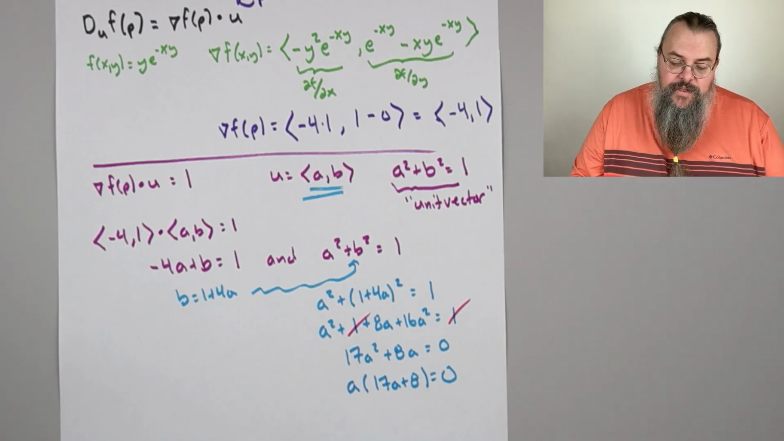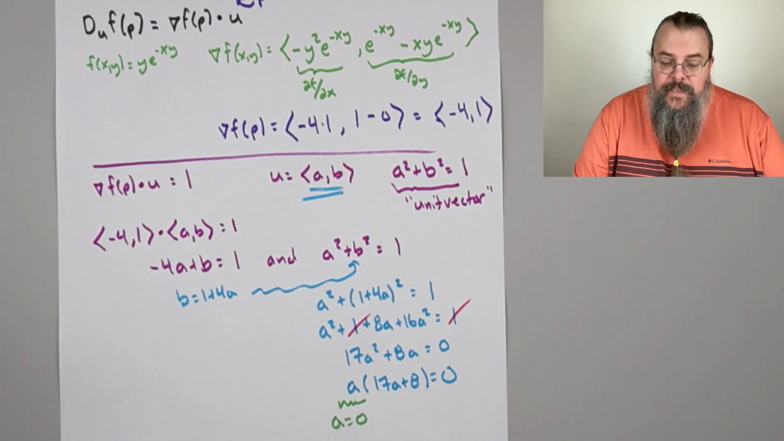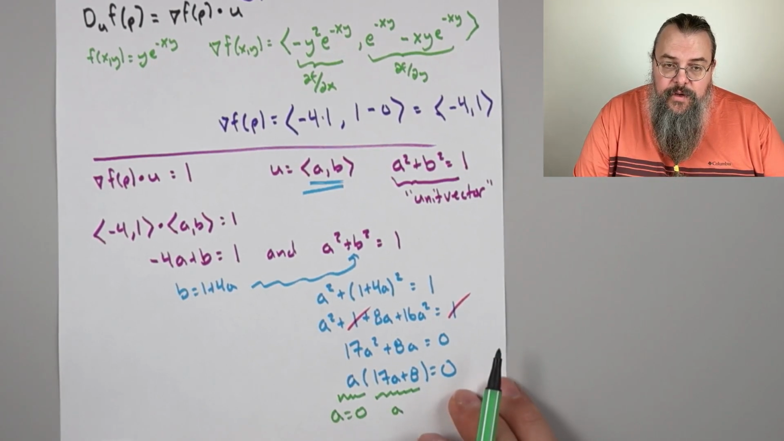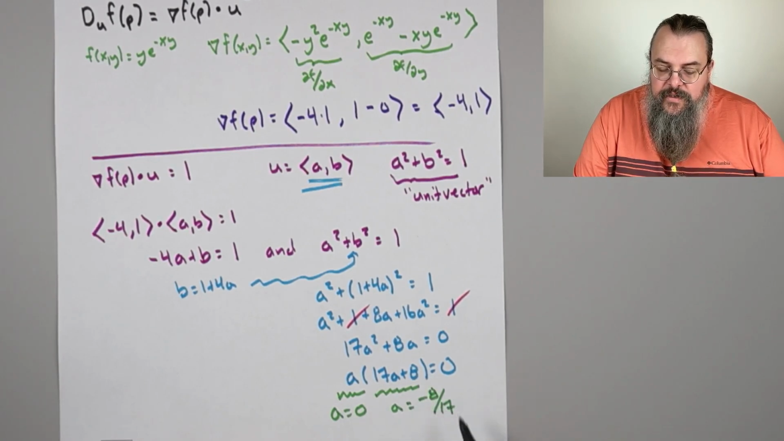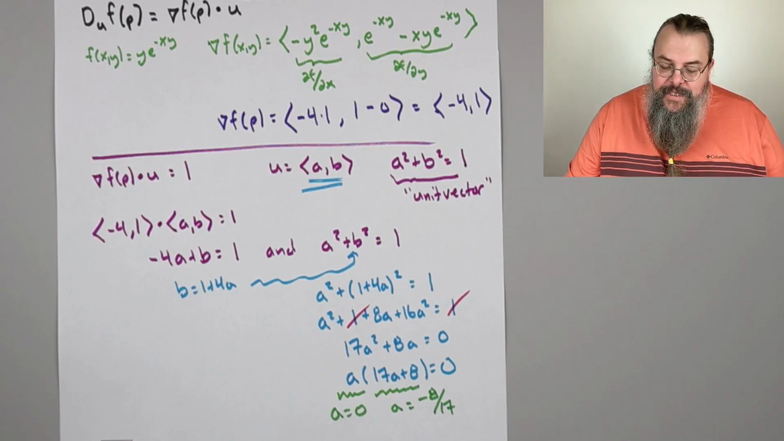Well, one possibility is that this first part equals 0, which is a equals 0. The second possibility is that this part equals 0. Well, okay, that's a little bit more unusual, but we would subtract the 8 divided by 17, negative 8 over 17. All right, now how do we get our b?